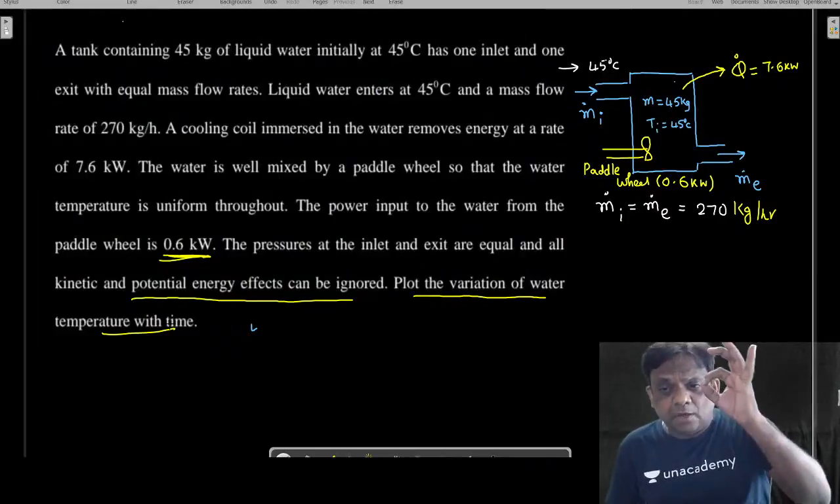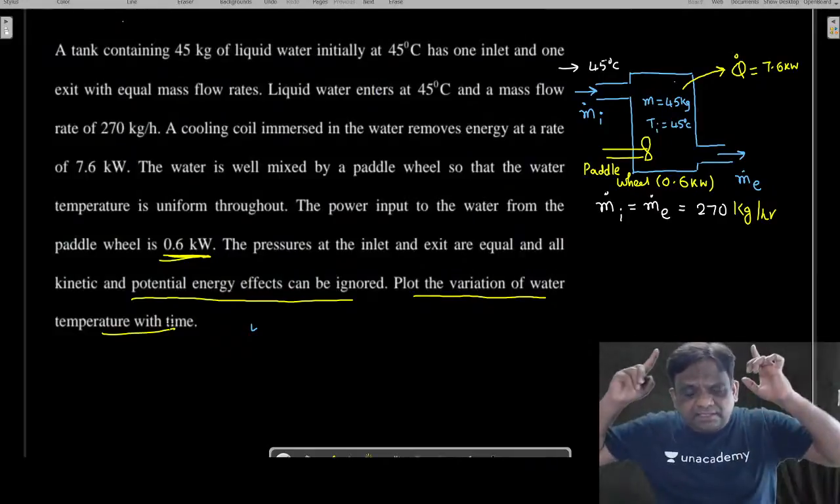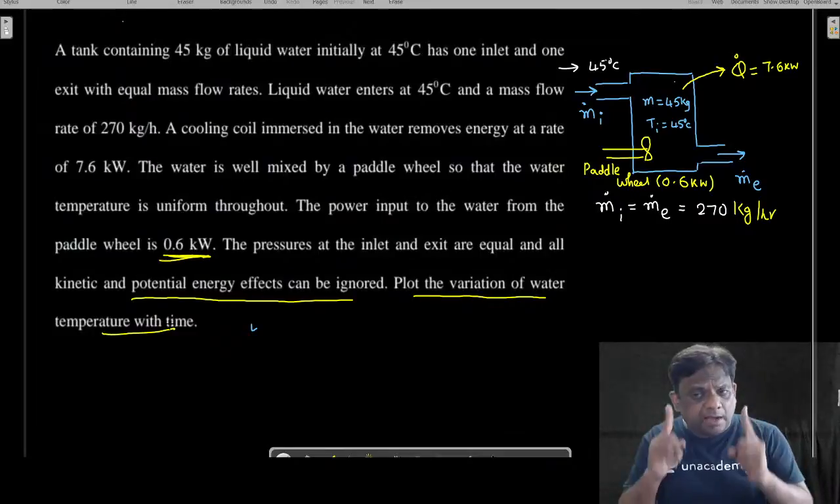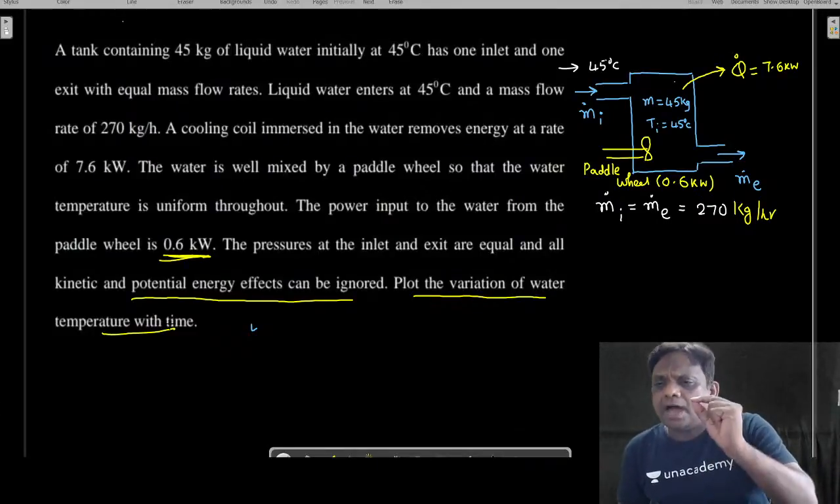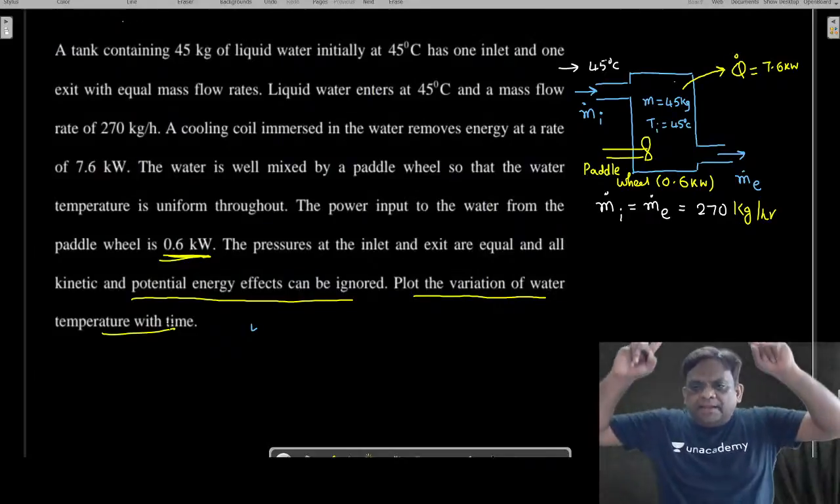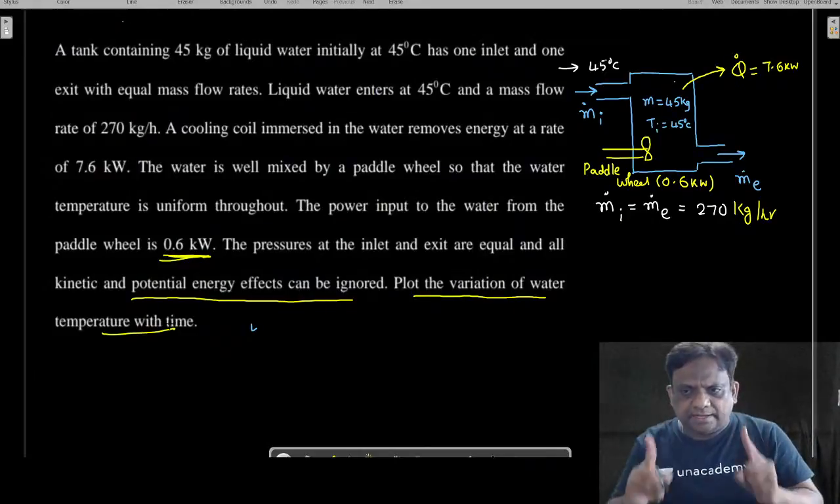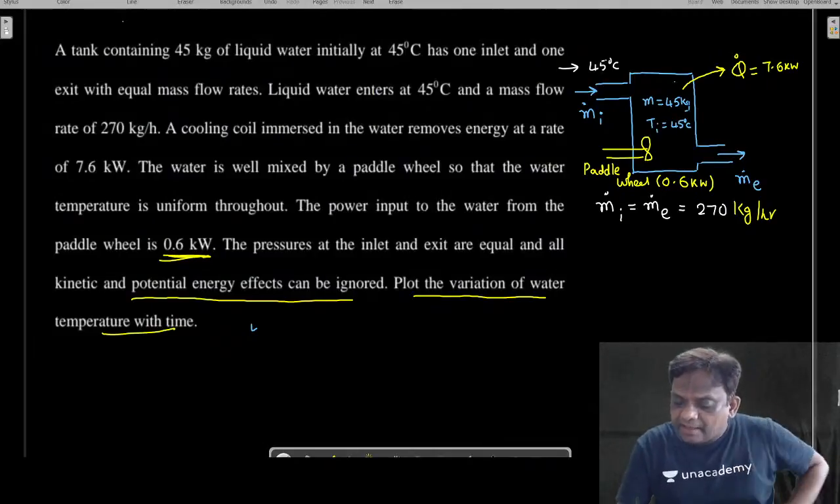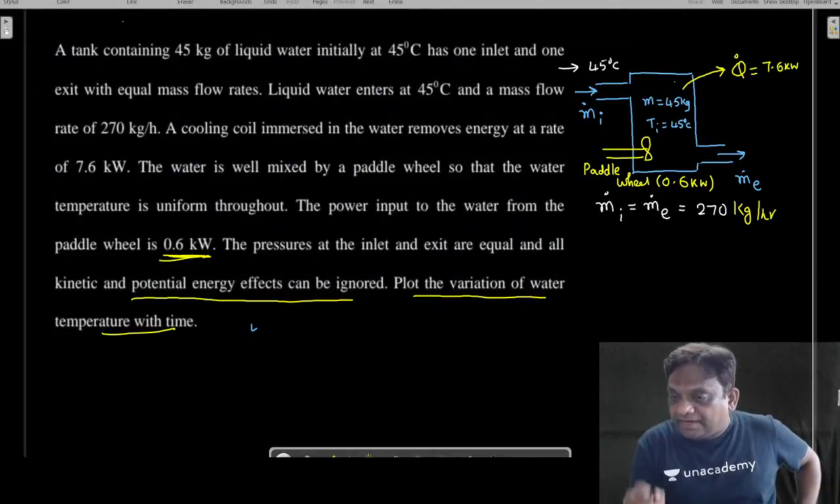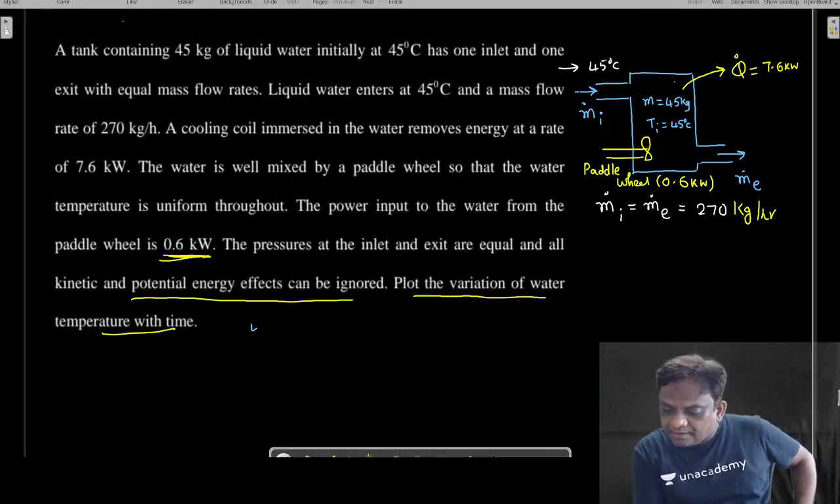Let me explain what the question is all about. This is a wonderful question. If you solve this question, it will show you the beauty of unsteady state flow problems. Let me explain the problem very clearly. There is a tank. In that tank, there is water initially at 45 degrees centigrade, and the initial temperature of water is 45 degrees centigrade. Listen carefully. And water is entering at 45 degrees centigrade.